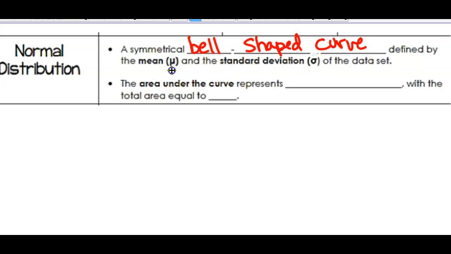Defined by a mean and the standard deviation. The area under the curve represents the probability, with the total area equal to 1. Now, we are going to use what's called the empirical rule to estimate the probabilities of that normally distributed data, and then we're going to eventually use our calculator.